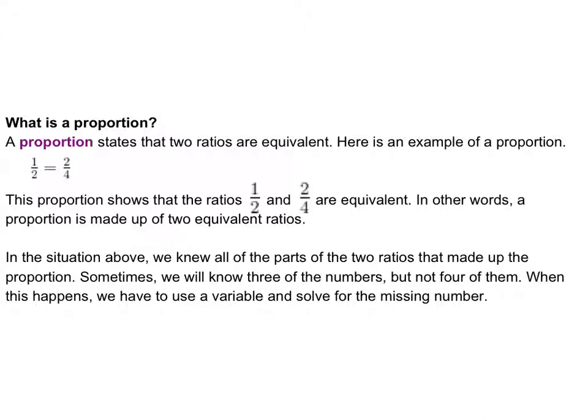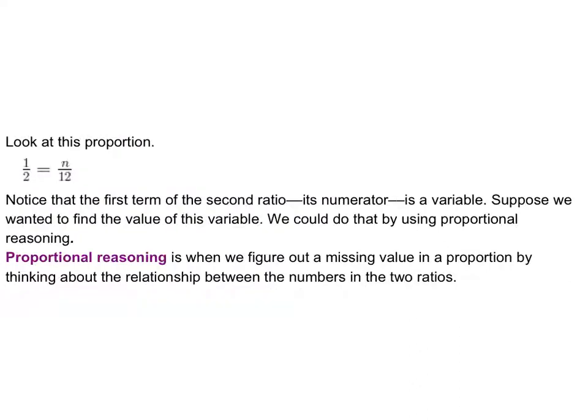In the situation above, we know all of the parts of the two ratios that make up the proportion. Sometimes we will know 3 of the numbers, but not 4 of them. When this happens, we have to use a variable and solve for the missing number. Look at this proportion: 1/2 = n/12. Notice that the first term in the second ratio, or the numerator, is a variable. Suppose we wanted to find the value of this variable.